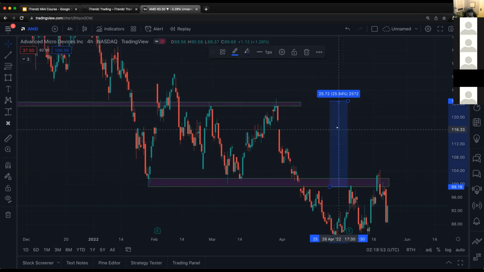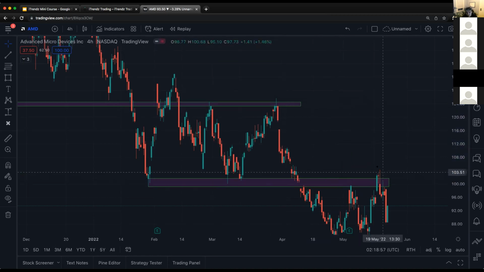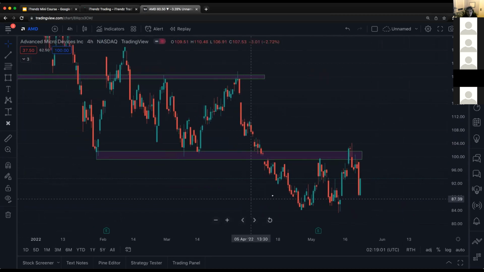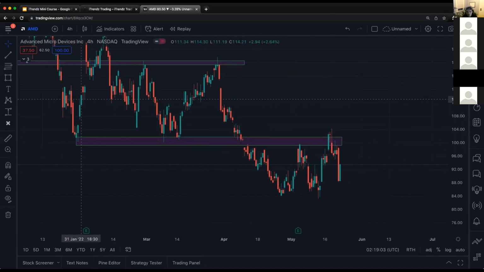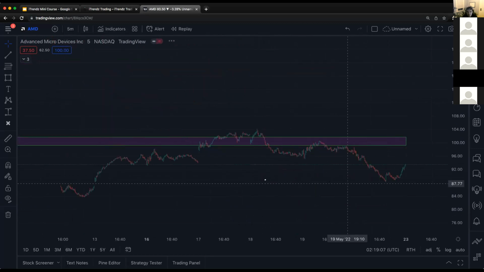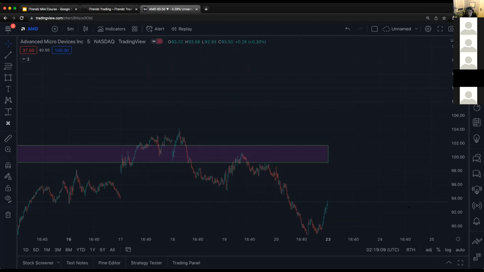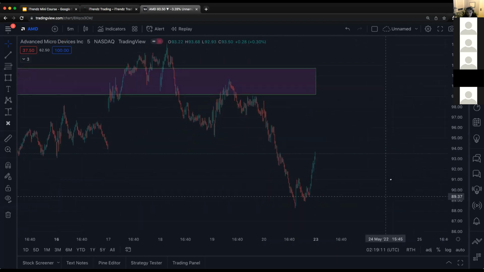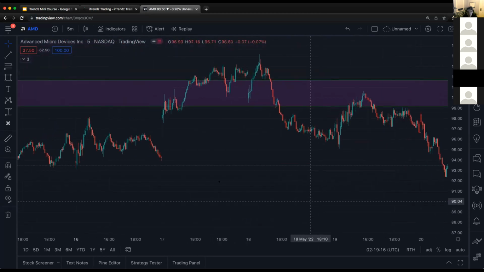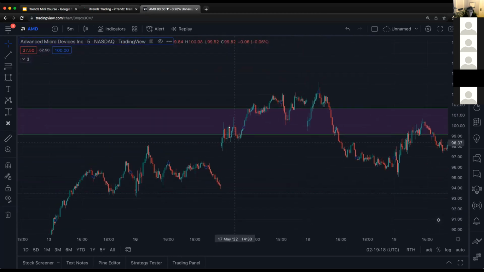So identifying a fake breakout, let's talk about an actual trade here. Let's go into a 5 minute chart and try to identify a trade. Okay, where's a fake breakout in here? Okay, so here's a fake breakout.